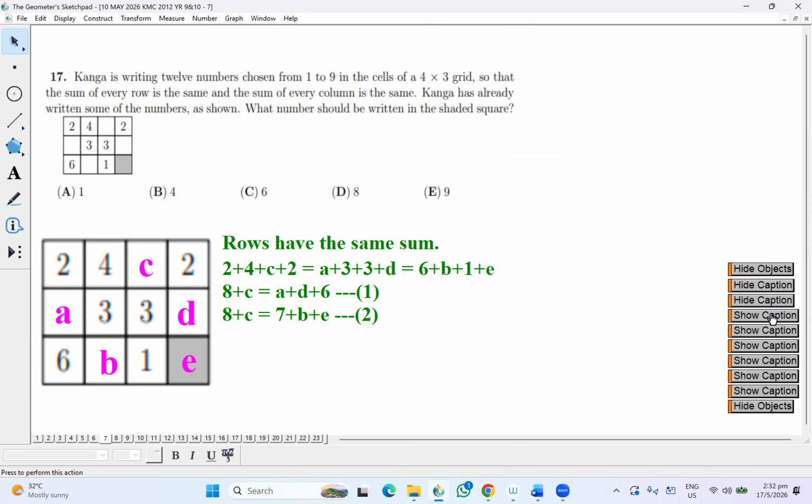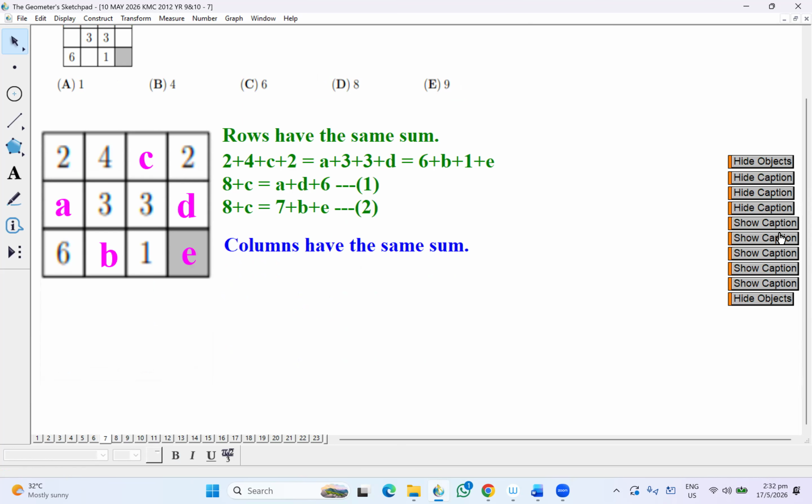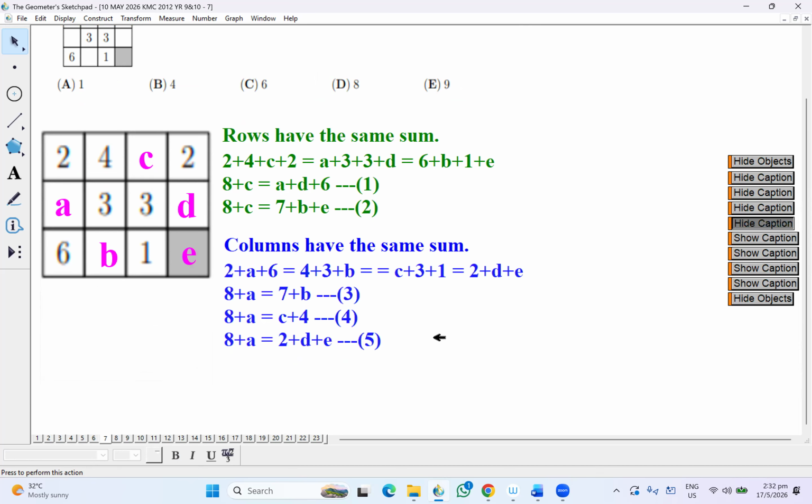So we form equations for the columns. Columns have the same sum. So the 4 columns: 2, A, 6; 4, 3, B; C, 3, 1; and 2, D, E. Again, this is all equal to 8 plus A. So 3 equations only. All the other 3 expressions are equal to 8 plus A. But 5 unknowns, 5 equations can solve.